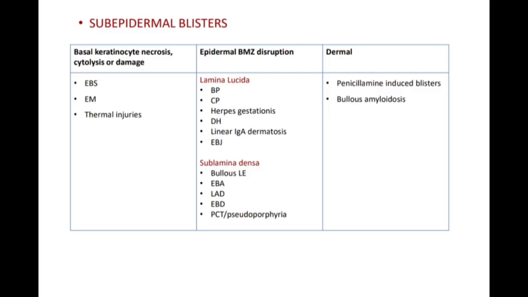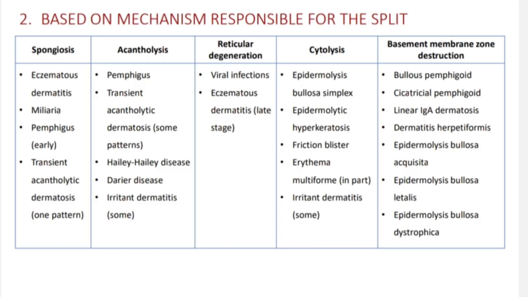Next is based on the mechanism responsible for the split. The various mechanisms that can cause splits include spongiosis, acantholysis, reticular degeneration, cytolysis, basement membrane zone destruction. Spongiosis causes splits in eczematous dermatitis, miliaria, early pemphigus, and some pattern of transient acantholytic dermatosis, that is Grover disease.